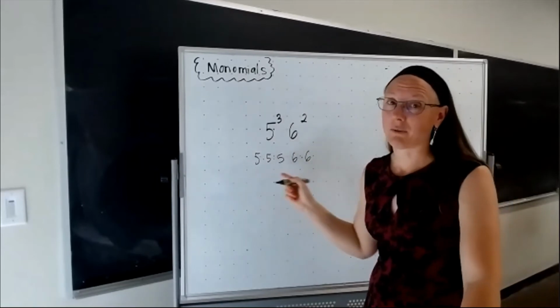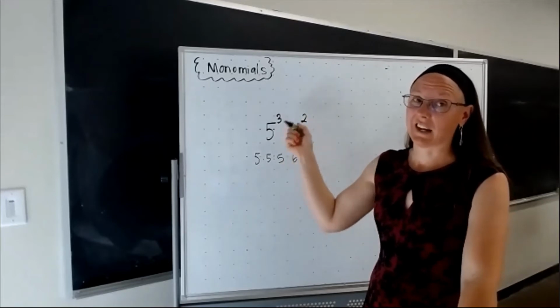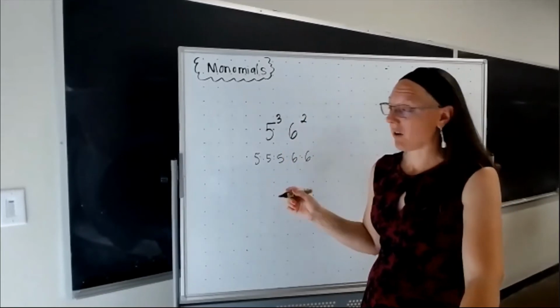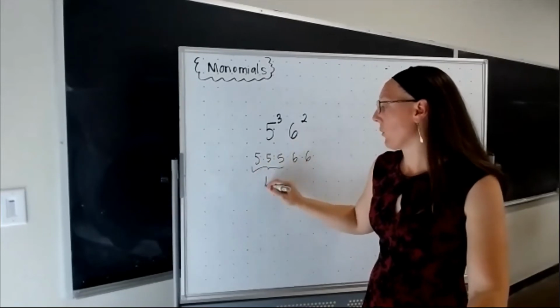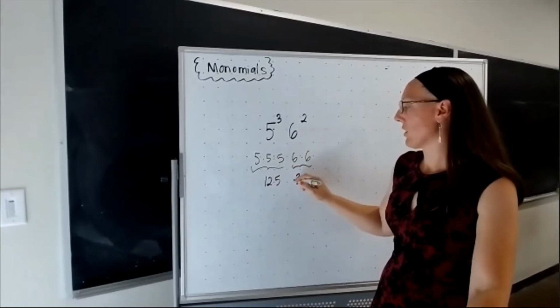There isn't really a way for me to put these together. So there isn't anything I can do with this. We just have to walk away. Or if you want, we can work the numbers out, right? The 5 cubed part would be 125, and the 6 squared part would be 36.